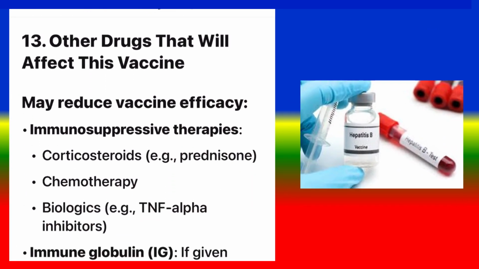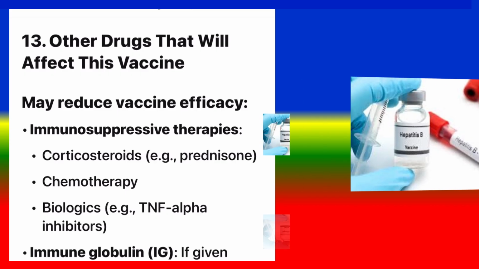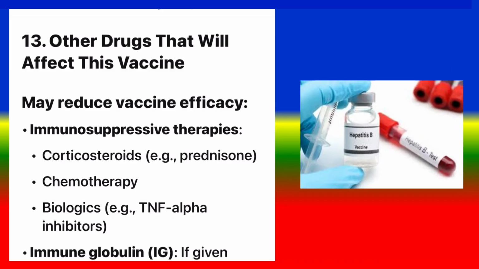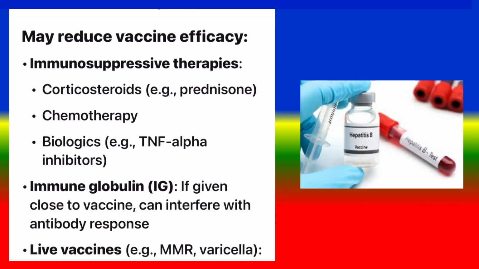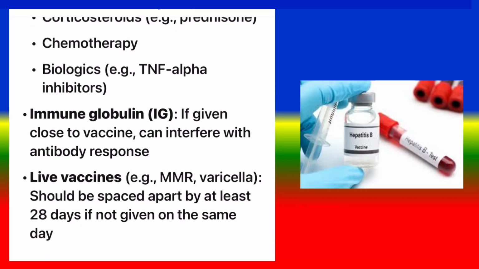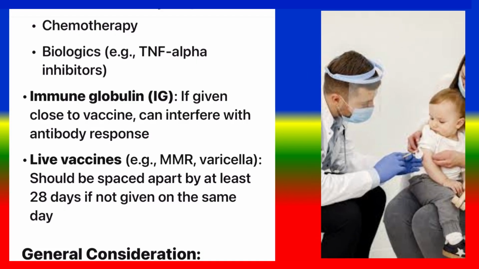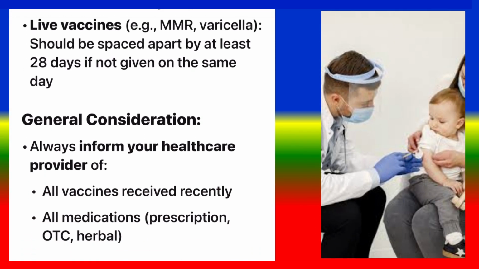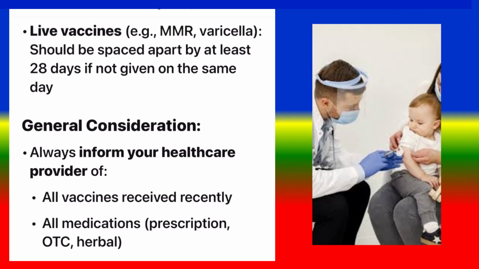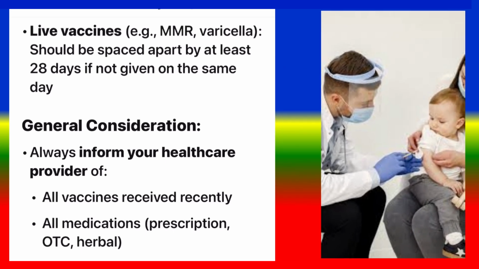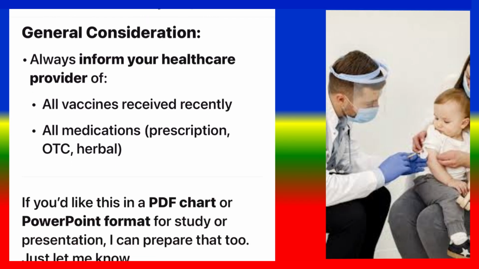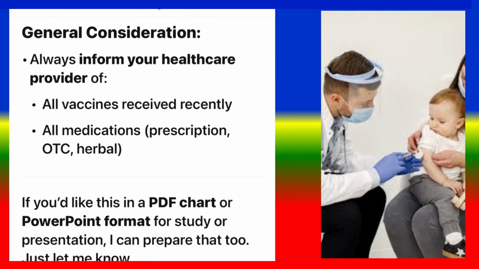13. Other drugs that will affect this vaccine. May reduce vaccine efficacy: immunosuppressive therapies, corticosteroids, e.g. prednisone, chemotherapy, biologics, e.g. TNF-alpha inhibitors; immune globulin, IG, if given close to the vaccine, can interfere with antibody response. Live vaccines, e.g. MMR, varicella, should be spaced apart by at least 28 days if not given on the same day. General consideration: always inform your healthcare provider of all vaccines received recently and all medications, prescription, OTC, herbal.